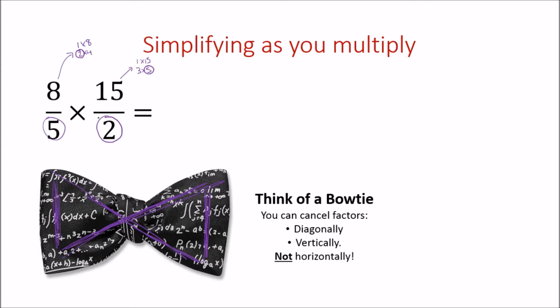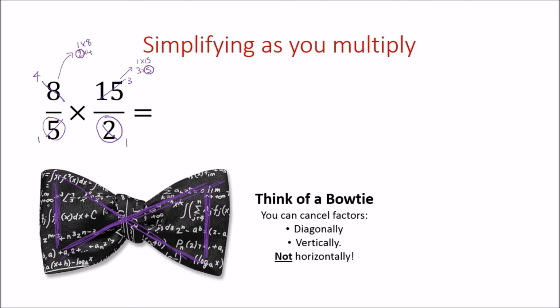So we can cancel factors diagonally here. So we can cancel the factor 2 in this direction. And what that means is we go, how many 2's here? Well, there's only 1 2. And how many 2's are there in 8? Well, there are 4. We can also go diagonally this way. We can go, how many 5's in 5? There's 1. How many 5's are there in 15? There's 3. So we've done the 2 diagonals of our bow tie.